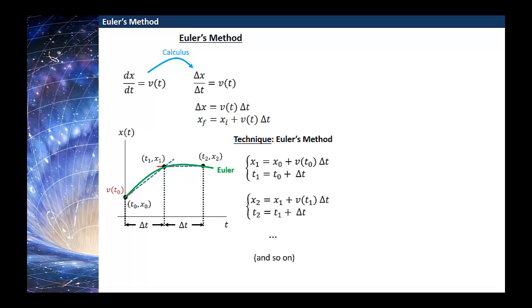And so by doing this for each of the time intervals, and several different time intervals, I can string together a numerical solution to my differential equation. And so this is the Euler's method solution to the differential equation.